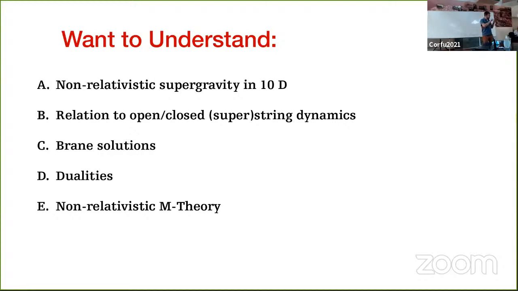What I will present today is the minimal, the universal supergravity in 10 dimensions. But you can ask yourself, and I think it's a very natural question to ask, which kind of supergravities can you look at in this non-relativistic setting? Is there also type II supergravities and so on? And then obviously you want to understand how it relates to the dynamics of open and closed superstrings. So unfortunately, not much is known about that. So that's very much an interesting question. And then beyond that, you can look into brane solutions. You can look at dualities between these supergravities. And as Eric has mentioned, whether there's a non-relativistic M theory. So I think all of these are very natural questions that you can ask.